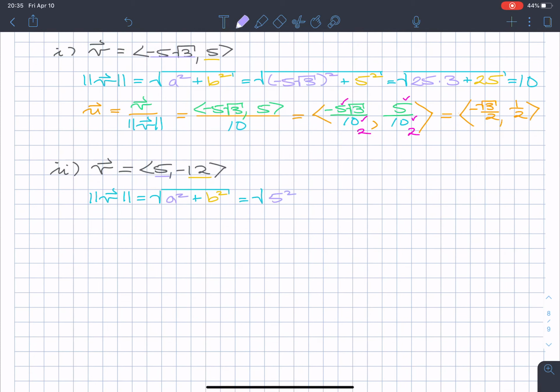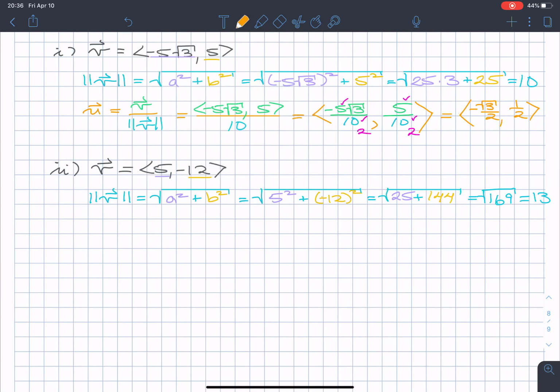This is 5 squared plus a quantity negative 12 squared, so that's the square root of 25 plus 144, which is 169. Square root of 169 is 13. I guess I'll write it out, 169, and that gives me 13. Okay, so my radius or magnitude is 13.